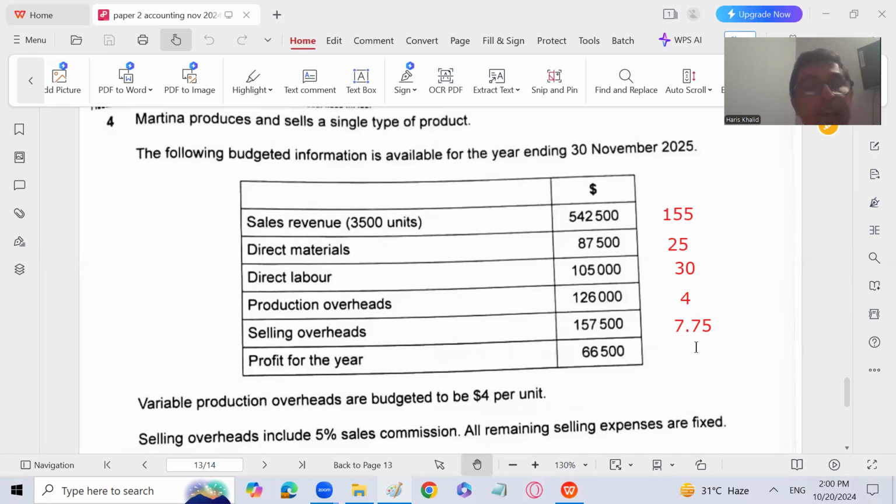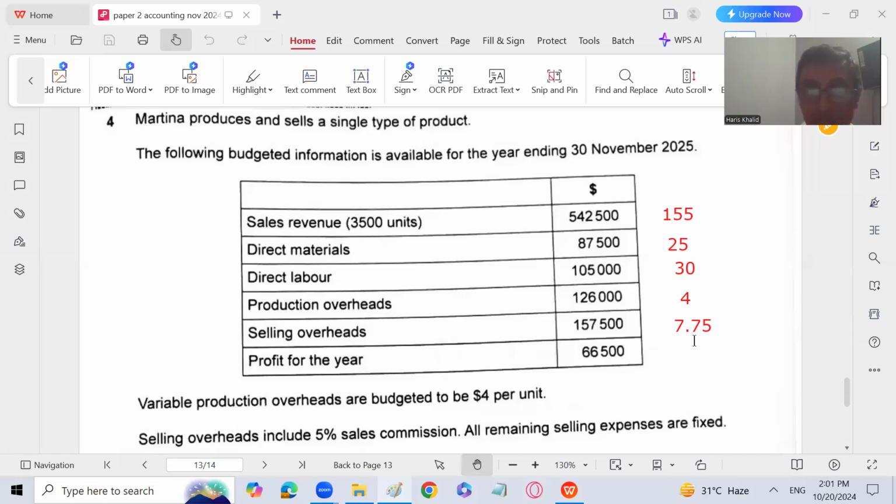But that is not the right way. Why, sir? I will explain. Always remember that when you are going to find the variable cost per unit, you need to use per unit basis. But if you want to go for fixed cost, you need to go in total, because total fixed cost does not change with the change in the volume of production, and per unit variable cost won't change. So you will find the selling price per unit, and then 5% of the selling price is going to be the variable selling expense, 7.75.